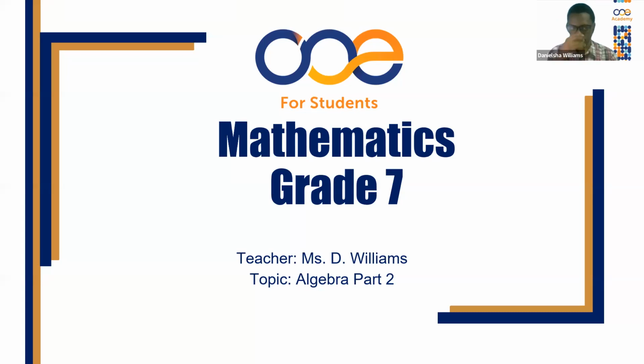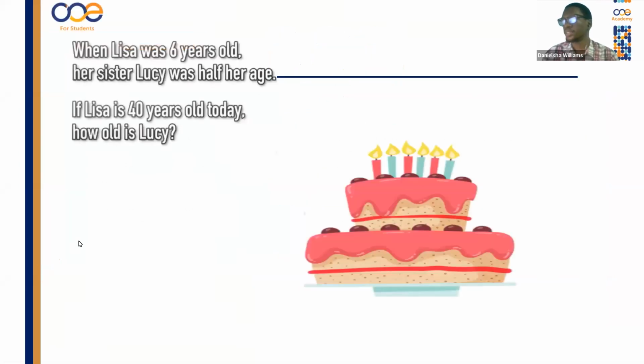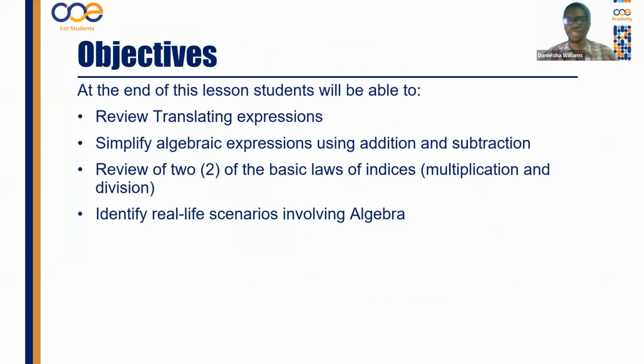So, for those who have been here yesterday, we would have started to look at algebra part 2 and once again go over the objectives. So, first is review translating expressions, then simplifying algebraic expression using addition and subtraction, review of 2 basic laws of indices, and finally, a real life application or scenario involving algebra.